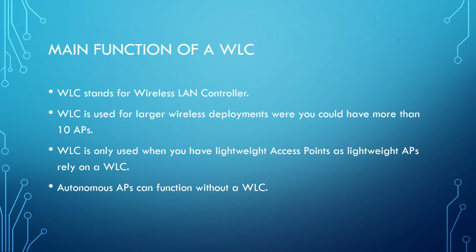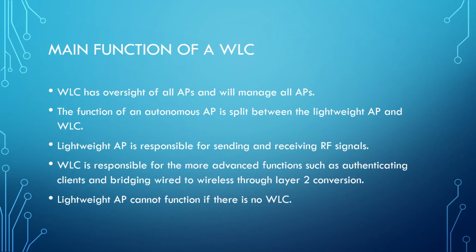With a wireless LAN controller, we can configure all access points from a centralized location, push all configuration from a centralized location, and that wireless LAN controller has overview of every single access point within our network, meaning that any alerts come from that centralized location. So if an access point goes down, the wireless LAN controller will know about it, and it will alert us. So like I just said, the wireless LAN controller has oversight of all access points and will manage all access points.